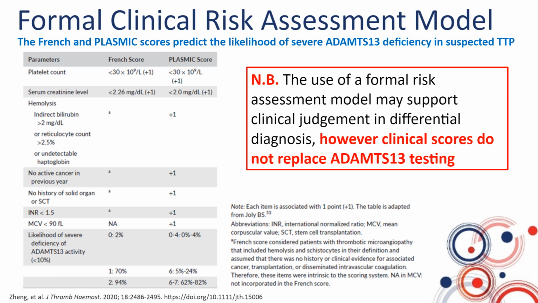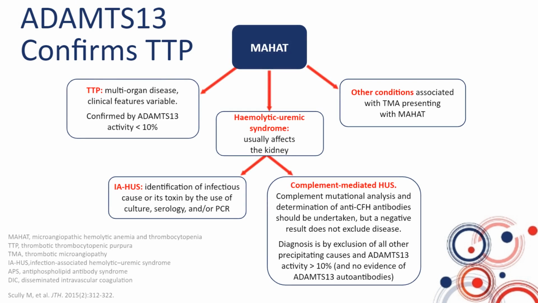The use of the formal risk assessment model could support the clinical judgment, and you do not need to wait for the ADAMTS13 test, and you can start to treat your patient with plasma exchange, we will see later, and with steroid or any immunosuppressive that you're using. But keep the samples, and also you need to make sure that the level of ADAMTS13 is low and you're confirming the diagnosis. And this work, which has been published by Dr. Scully in 2015, was showing similar things.